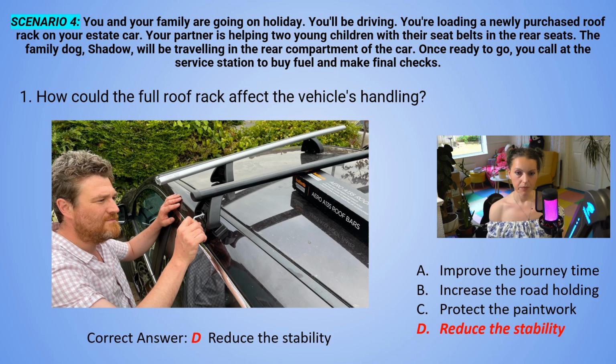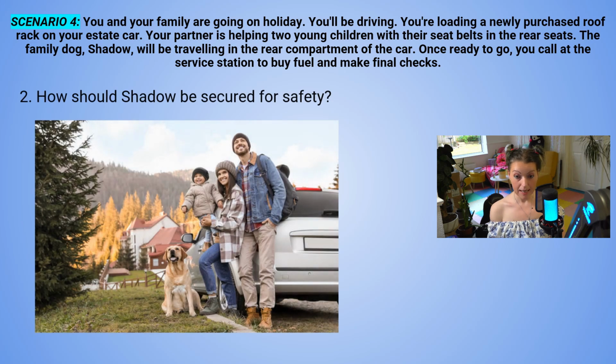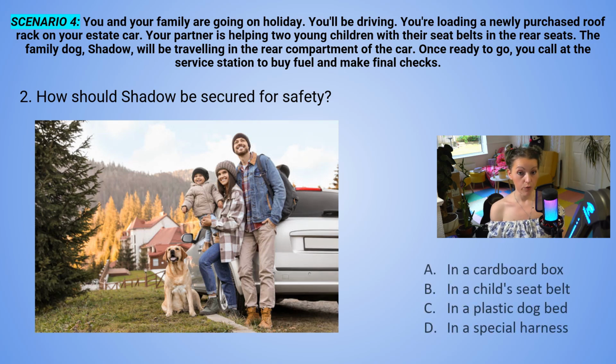Next question. How should Shadow be secured for safety? Remember that Shadow is the family dog. And Shadow will be in the rear compartment of the car. A. He should be secured in a cardboard box. B. In a child's seat belt. C. In a plastic dog bed. Or D. In a special harness. And the correct answer is D. In a special harness.